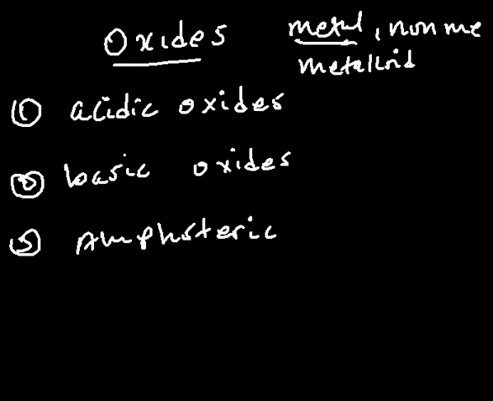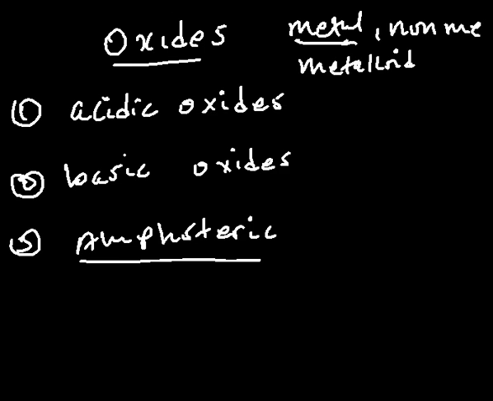And how about the acidic oxides? Acidic oxides are the oxides that when they dissolve in water produce an acidic solution. These are non-metal oxides, the oxides formed from non-metals. And we have what we call amphoteric oxides. These are the oxides that when they dissolve in water produce a solution which is either acidic or basic. That is what we call amphoteric.